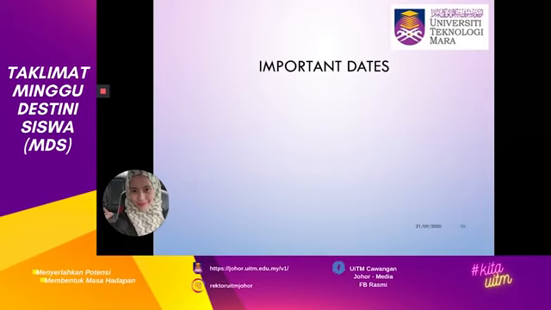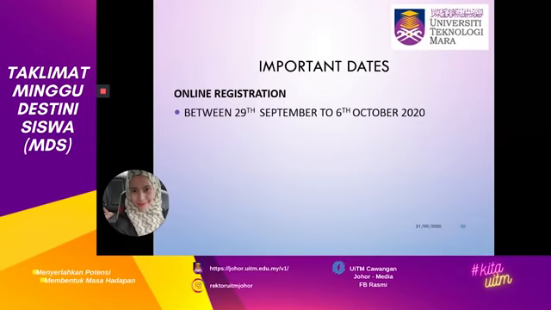Let's look at the important dates of the test. Online registration: we are going to open the registration between 29th September and 6th October 2020. For those who are interested in sitting for EPT, you need to be aware of these 2 dates. You need to make sure you get yourself registered between 29th September and 6th October 2020. Again, it is very much appreciated if you double check or cross check all the information that needs to be keyed into the system during the registration.